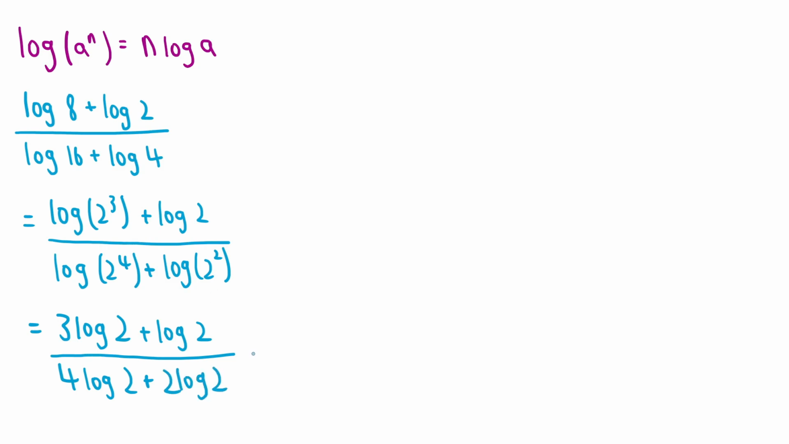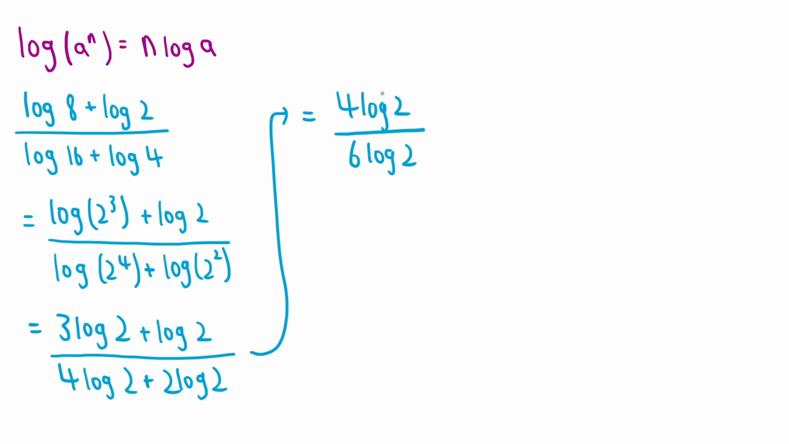We can rewrite the numerator 3 log of 2 plus log of 2 as 4 log of 2, and 4 log of 2 plus 2 log of 2 in the denominator is just equal to 6 log of 2. So we can simplify this further and divide log of 2 from both the numerator and denominator, and we just end up with 4 over 6. We can simplify this fraction further and rewrite this as 2 over 3. So this is what this entire expression simplifies to in the end.